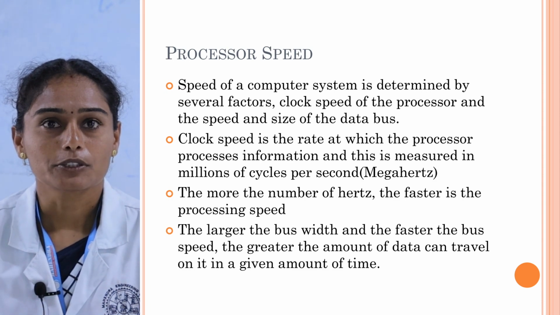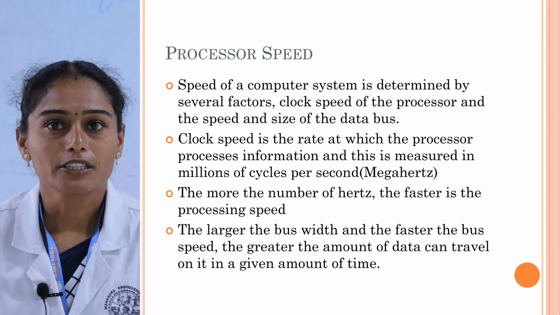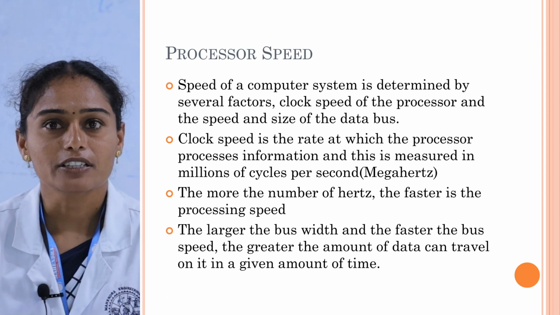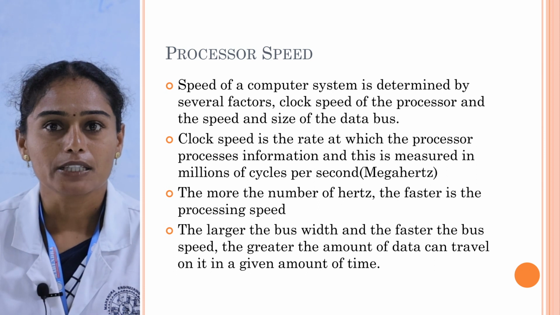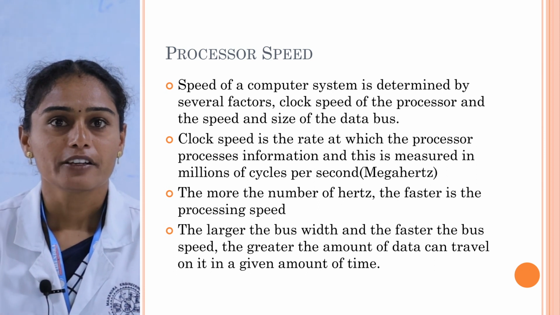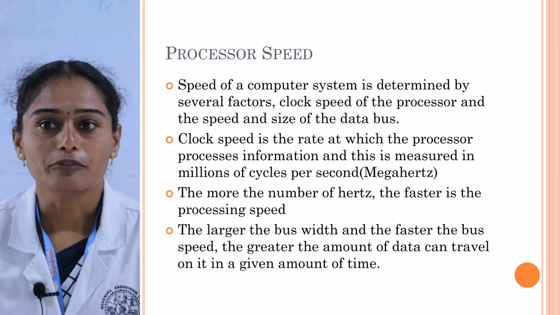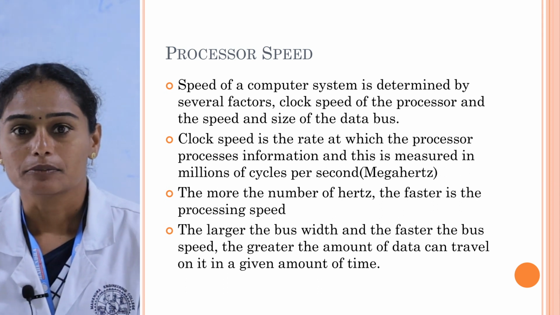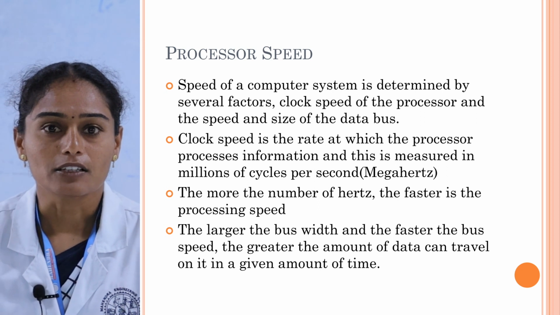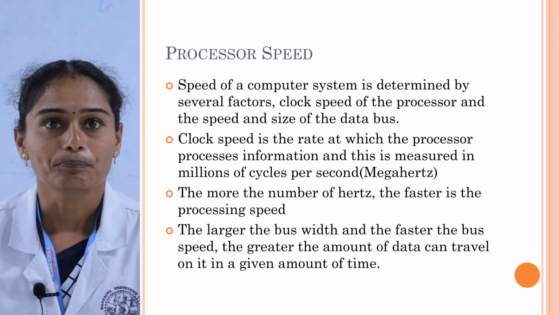Next, we are going to see about the processor speed. The speed of the computer system is determined by several factors, such as the clock speed of the processor and the speed and size of the data bus. The larger the bus width, the faster the bus speed and the register, the more data can travel in a given amount of time.